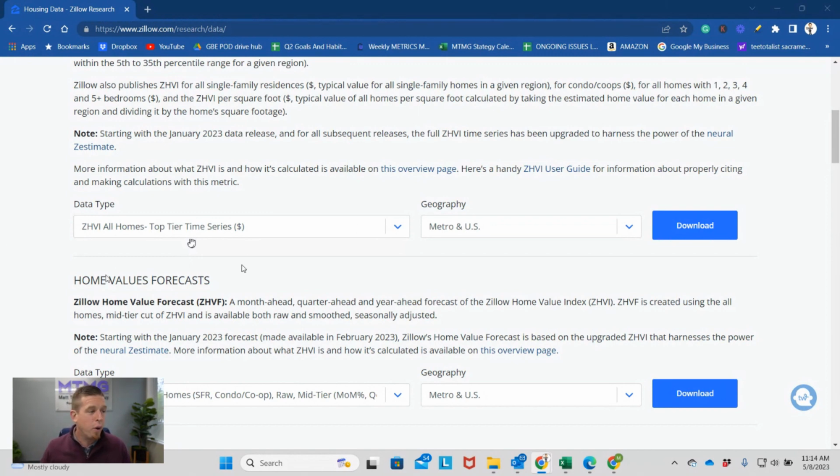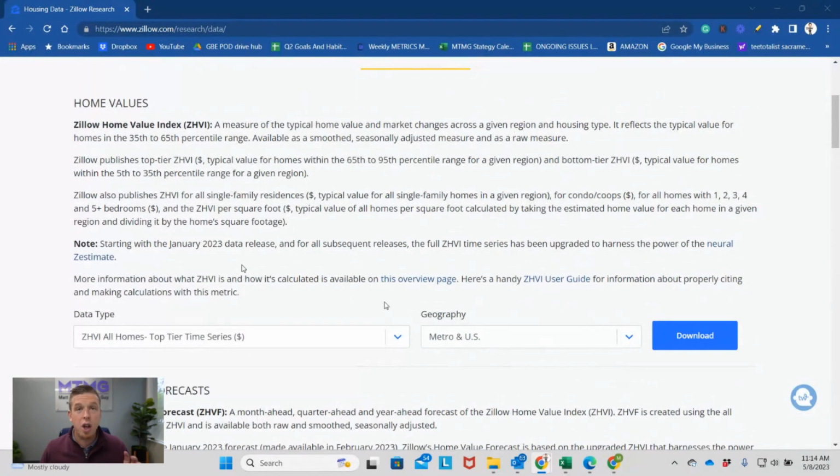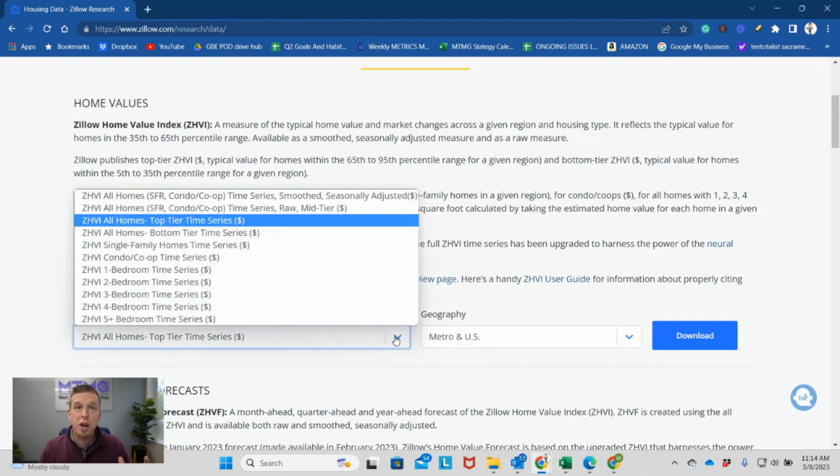So first and foremost, there's the home values. And this has data back 20 plus years for you to look at. When you download these, because you pick which data you want and then you download it, it's going to come across in an Excel file, and it's a lot. It's a lot of data. I'm warning you now, right?